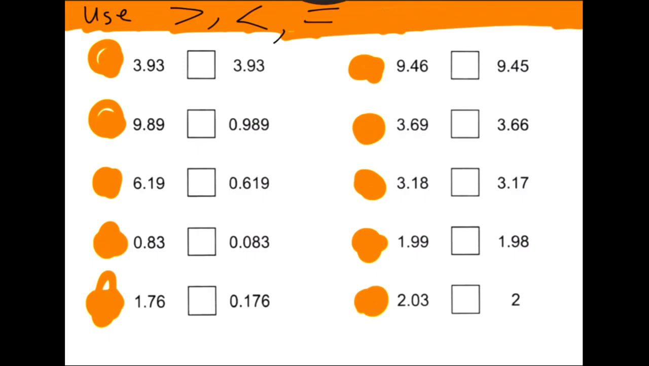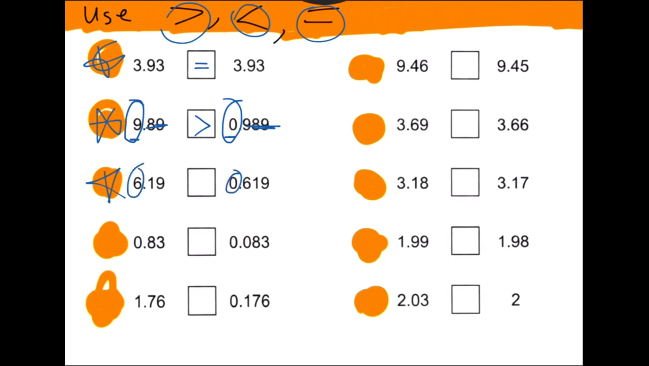Now here we are asked to compare the numbers using less than, greater than, or equal. Let's start from here. Obviously these two are equal, so this one is finished. Let's do this one. Here I have 9, here I have 0, so obviously this one is greater. I don't care about what happens next as long as I see that this 9, which is at the ones place, is greater than the 0. How about here? Same idea. 6 is greater than 0, so this one is greater.